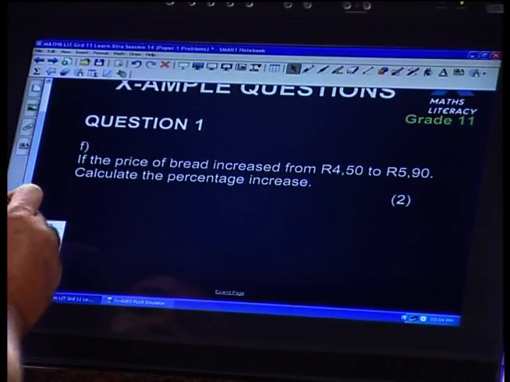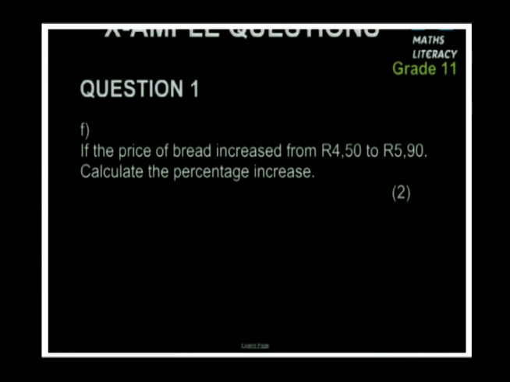Okay, wonderful find. Now, if the price of bread increased from 4 Rand 50 through to 5 Rand 90, calculate the percentage increase. Guys, this you've got to know how to do. You know, the first Maths Lit paper in grade 12 came about in 2008. So it was 2008, and then we had a 2009 paper, 2010 paper. We've had 3 matric papers already. I'm telling you now, each one of those have had some question about percentage increase.